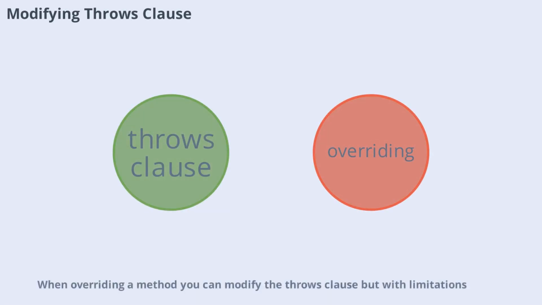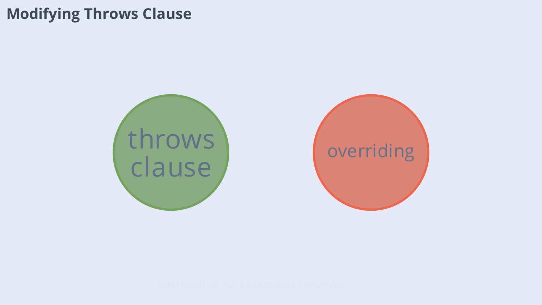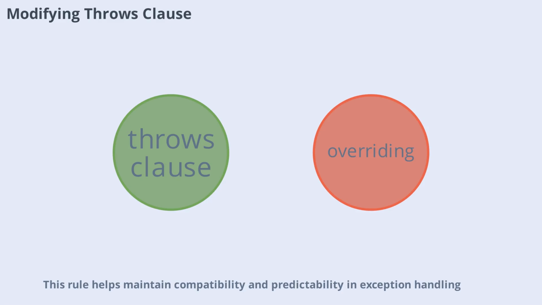When overriding a method, you can modify the throws clause, but with limitations. If the superclass method declares exceptions, the subclass can declare the same, narrower, or no exceptions. However, the subclass cannot declare broader exceptions than the superclass. This rule helps maintain compatibility and predictability in exception handling.